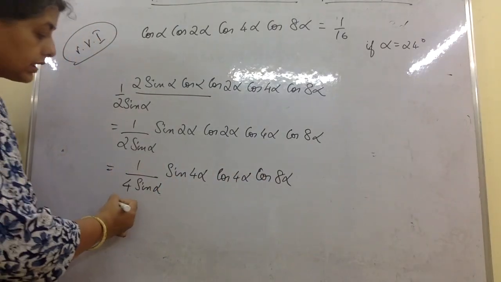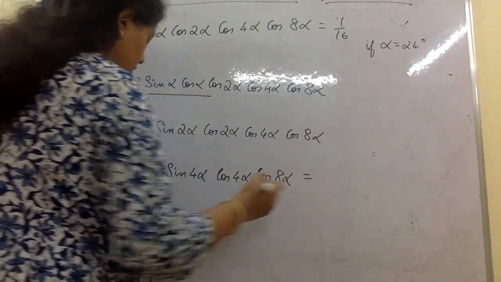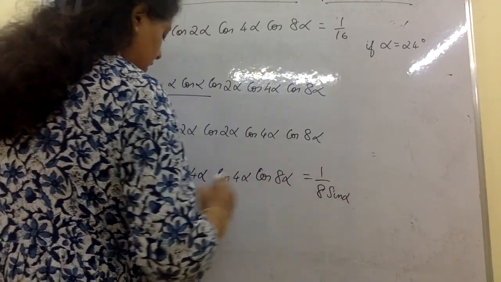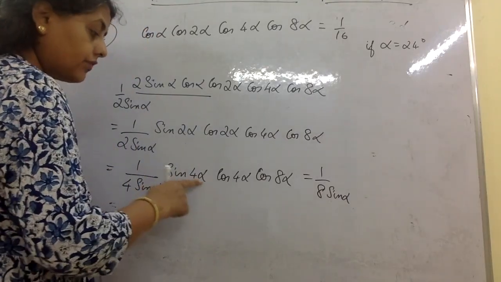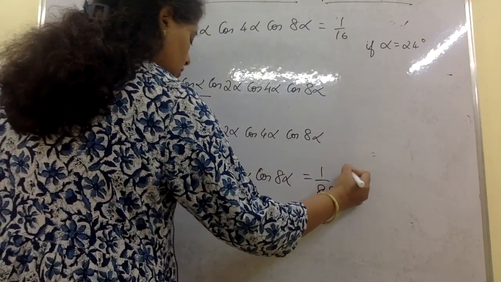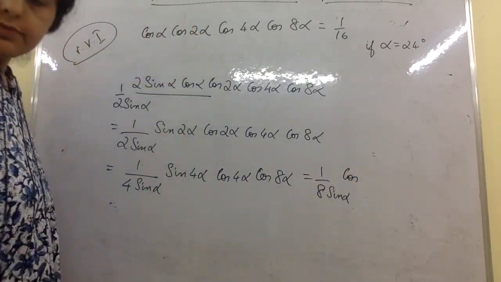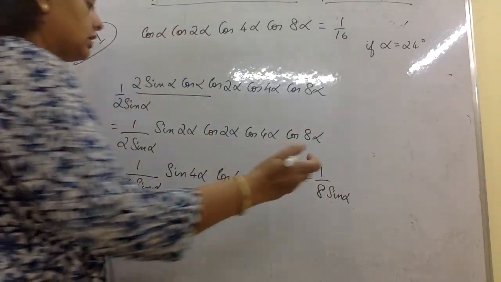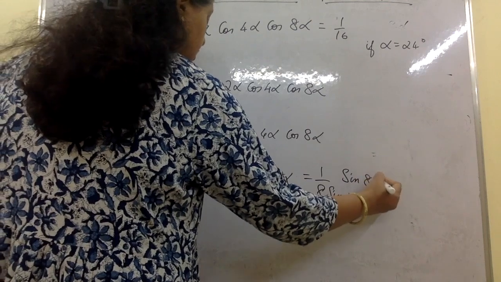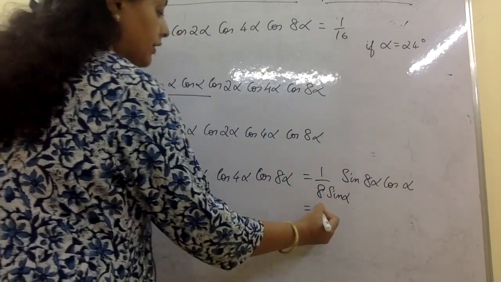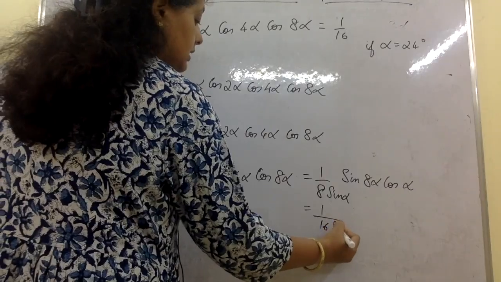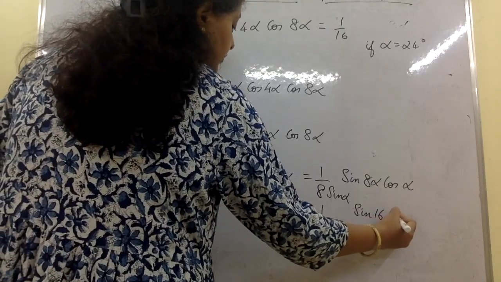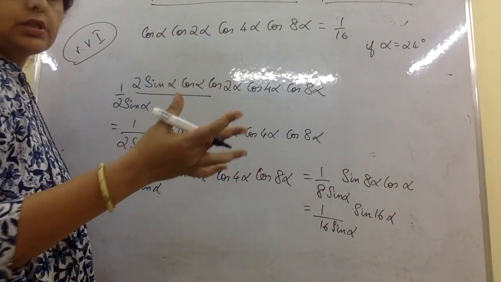That is equal to, again I'll give here, that makes 8 sine alpha, and then this becomes 2 sine 4 alpha cos 4 alpha, which is a cos sine 8 alpha and cos 8 alpha. I will further divide by a 2, 16 sine alpha. And this is sine 16 alpha because I have multiplied with a 2 and then used the formula.